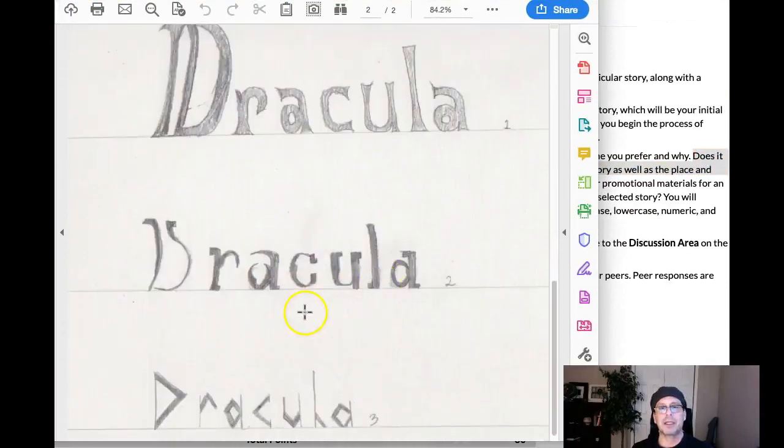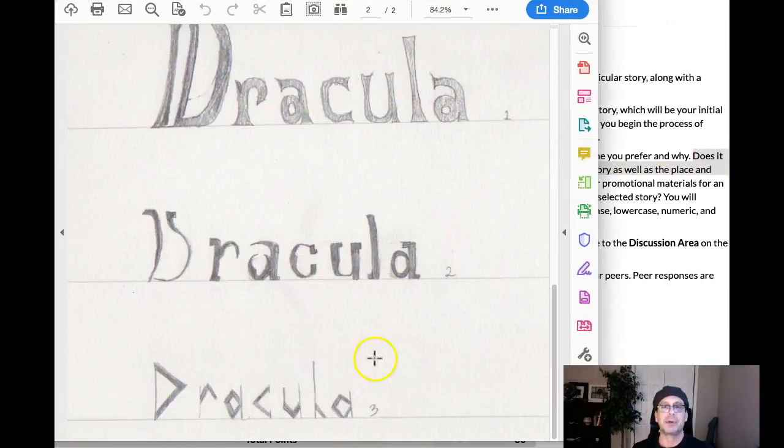Just want to get a little bit more of an idea of the association between the subject matter and your visual solutions. All right, fantastic job.